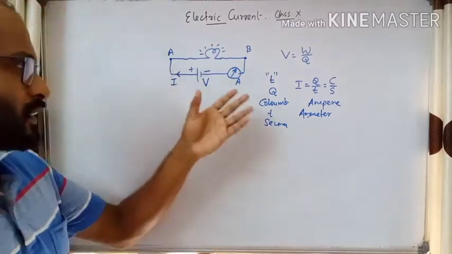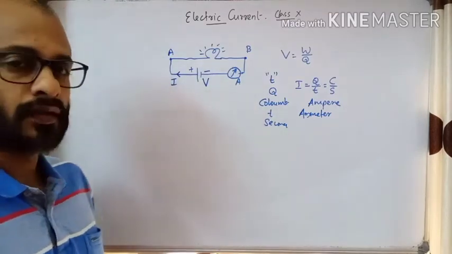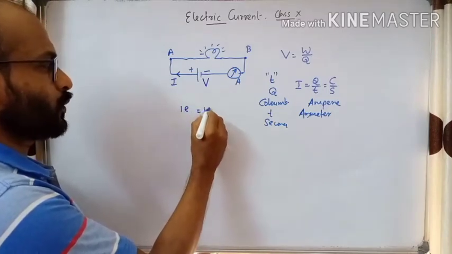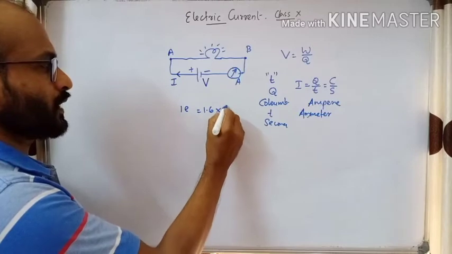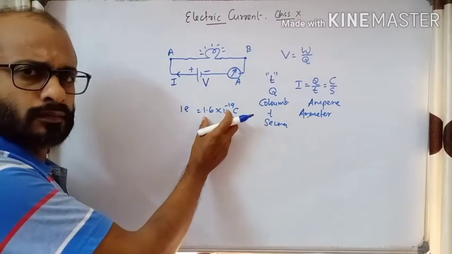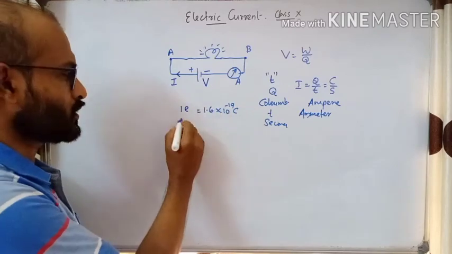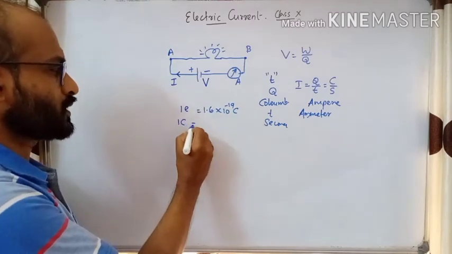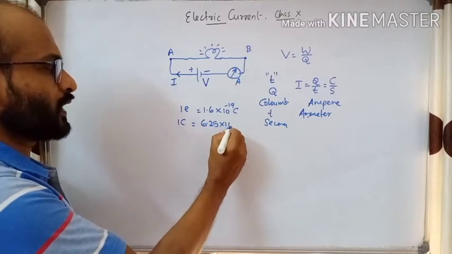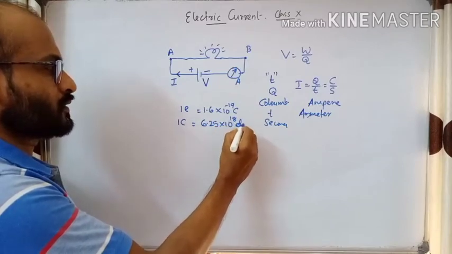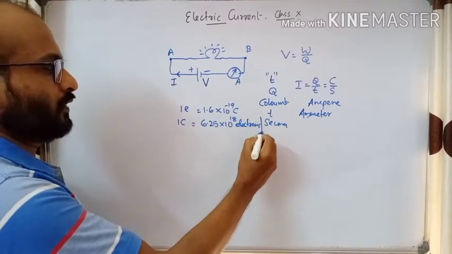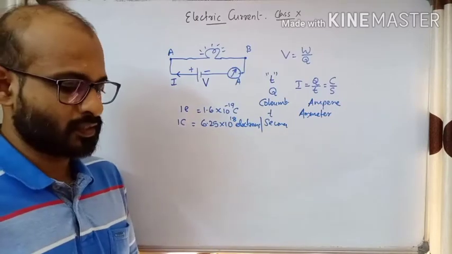Now let us see about electrons. Electrons are having a charge. One electron is having a charge of 1.6 × 10^-19 Coulomb. This is a very small amount. For 1 Coulomb of charge, we need nearly 6.25 × 10^18 electrons. If you have this number of electrons, we will have 1 Coulomb of charge.